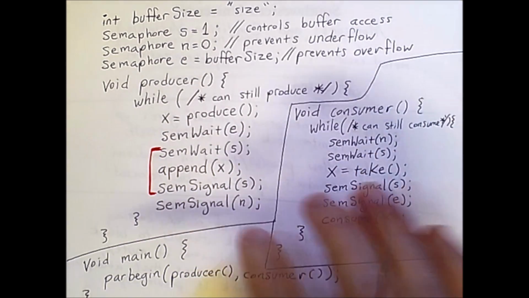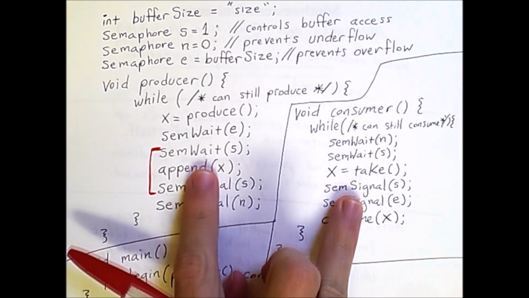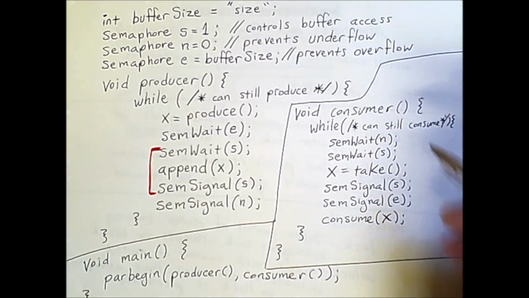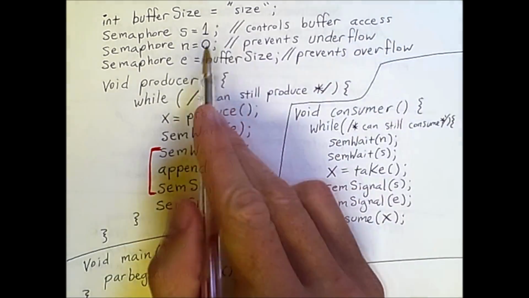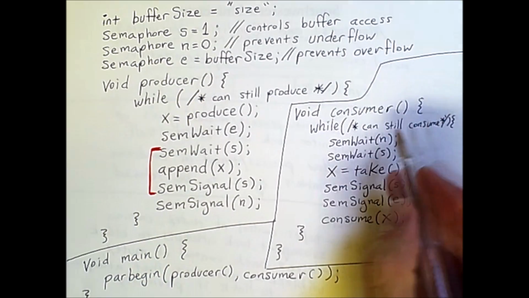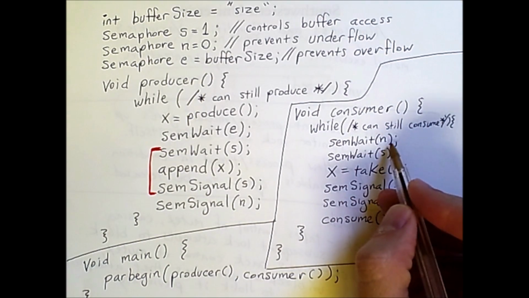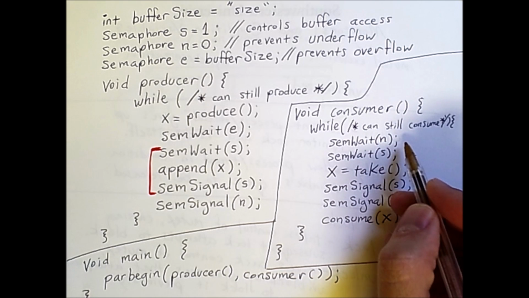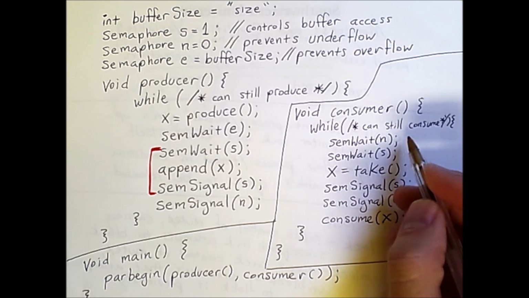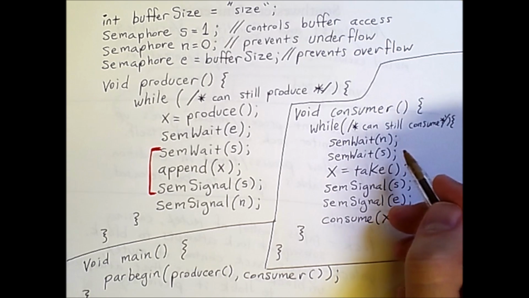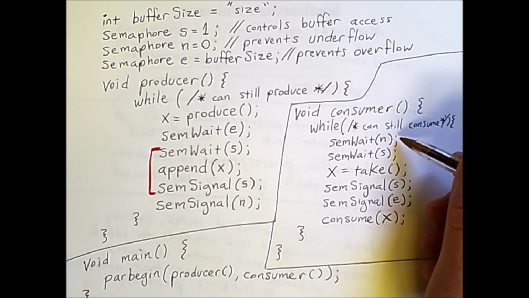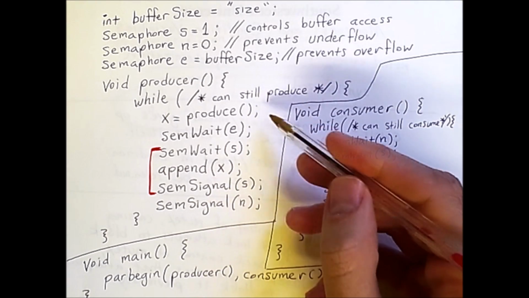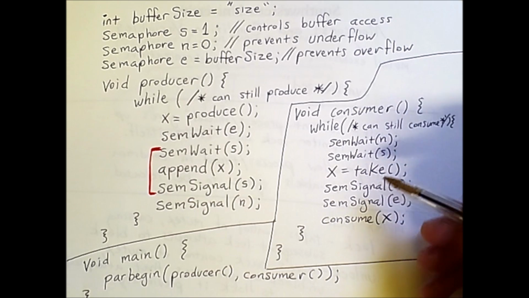So you can imagine that if these threads are running at the same time, and the consumer reaches this command first before anything has been produced, then the consumer will block, because with an initial value of 0, this semWait command will decrement N to -1, and by the rules of semaphores, that causes the thread or process to block. So it's forced to wait until something is actually produced. Now, if this doesn't block, it means that something was previously produced, and we can continue.